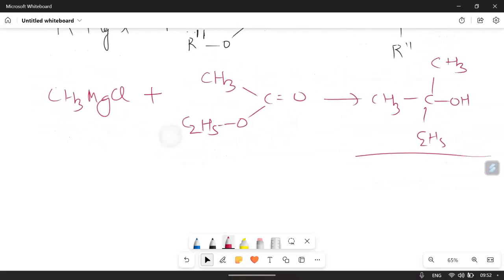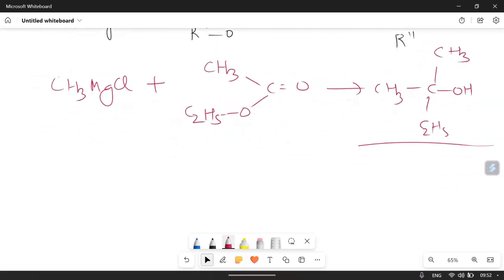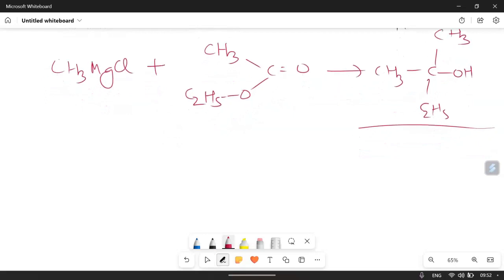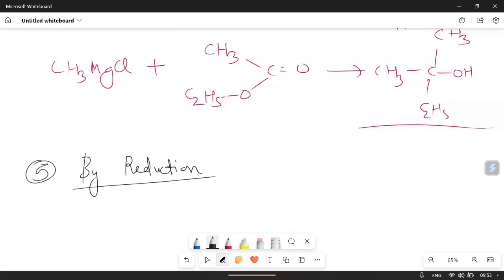The next method we are going to discuss, that is also very important, is by reduction of carbonyl compound. We can directly use it. The fourth method, or you can say fifth method, is by reduction of carbonyl compound. First is alkane, second is haloalkane, third we have discussed the ether method, fourth from the Grignard, and fifth is reduction of carbonyl compound. You can write down with me.